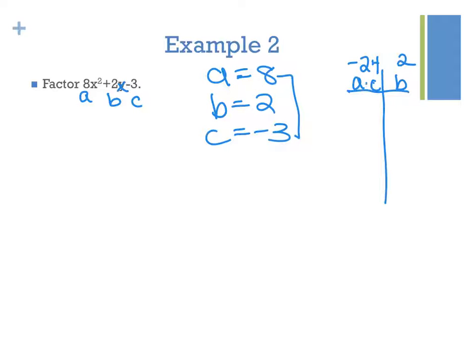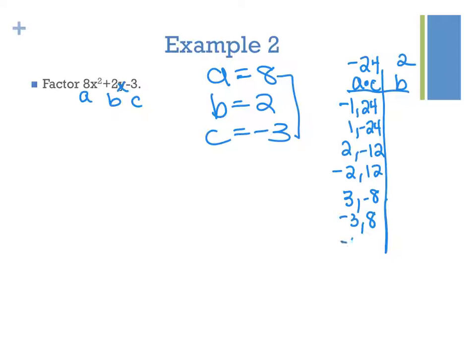So again, I'm looking to list all the numbers that multiply to be negative 24, and my magic pair needs to add up to 2. So if I start with -1 and 24, I could do +1 and -24, 2 and -12, -2 and +12, 3 and -8, -3 and +8, -4 and 6, and +4 and -6.